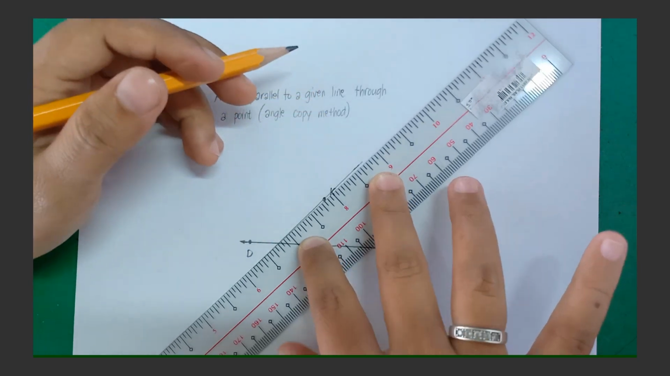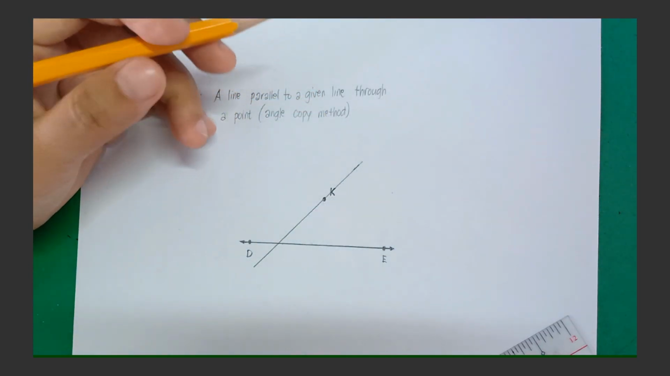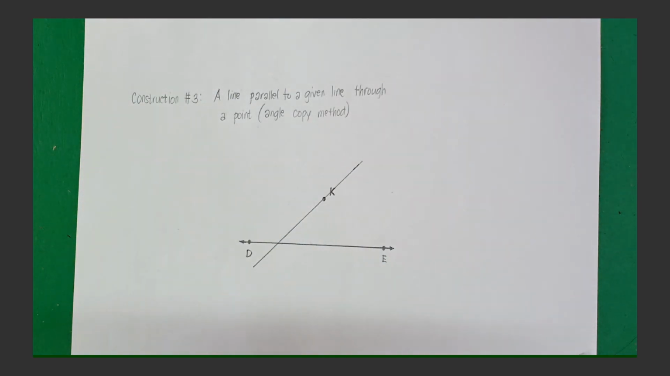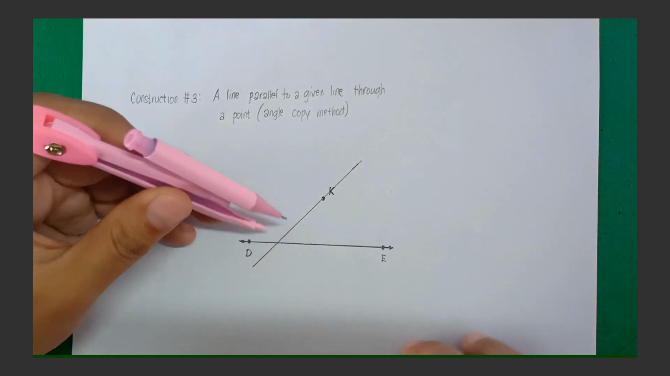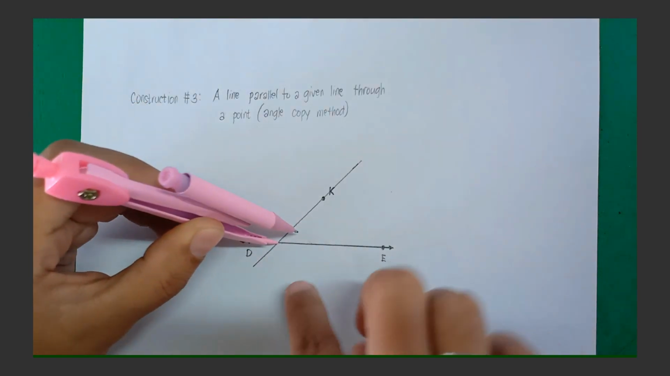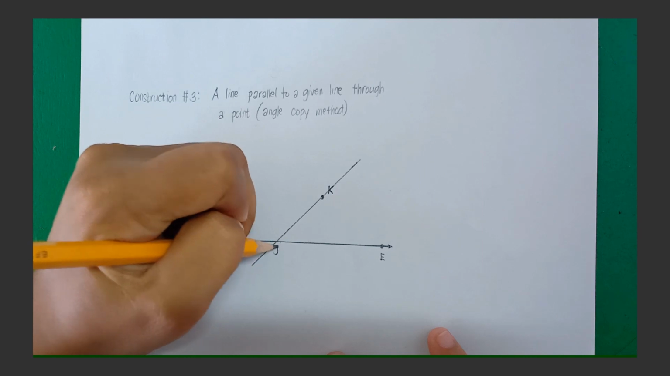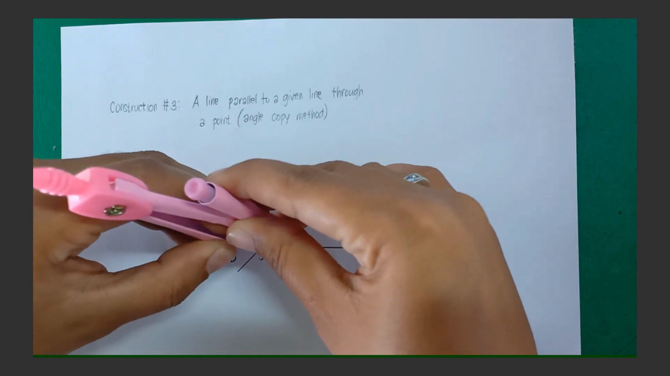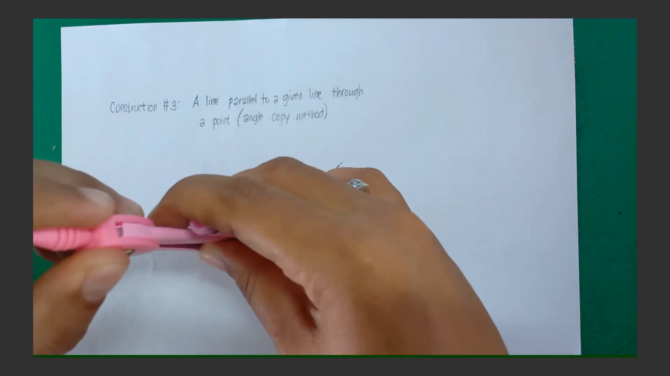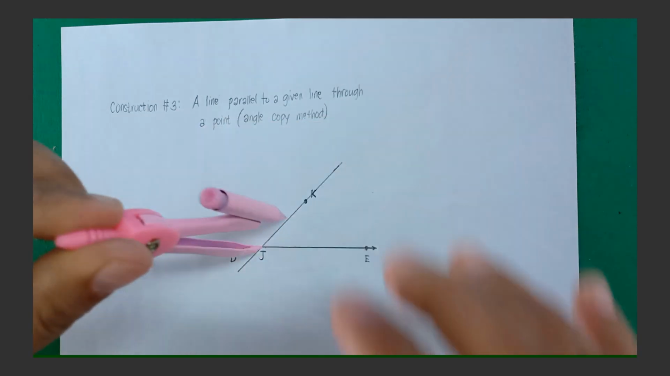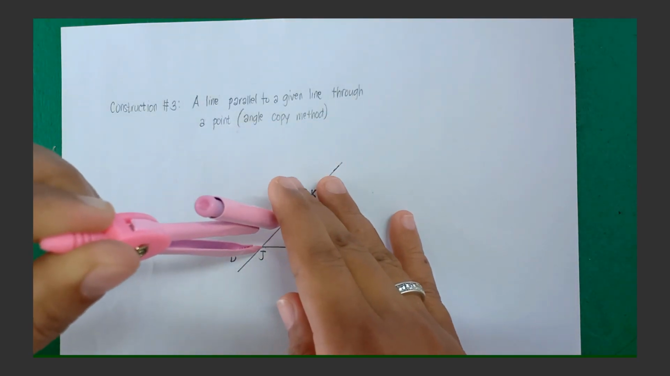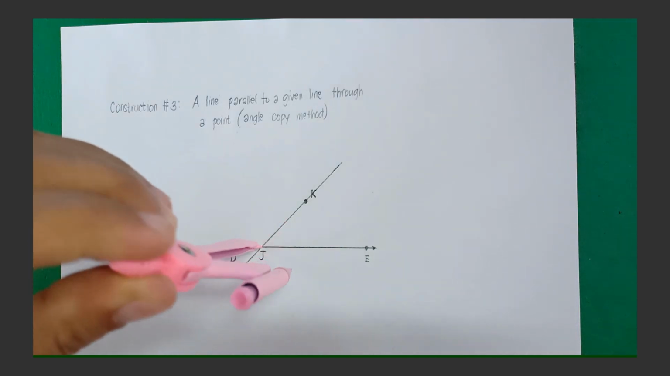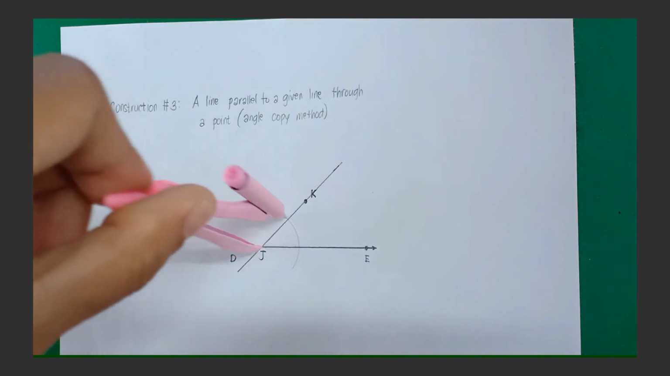Okay, there it goes. Then, with the opening of the compass set to about half the distance between K and J, place the point on J and draw an arc across both lines. So cross about halfway between this point and this point. Almost halfway, but remember, the exact measurement is not important. Then, without adjusting, there you go, draw an arc.